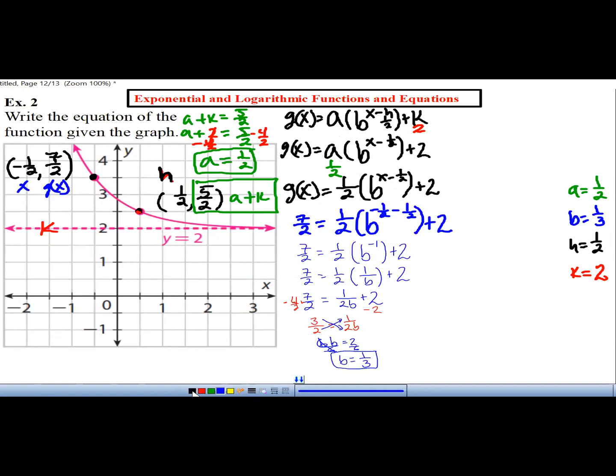All right, now that we have all values, let's write our function. We have g of x equals, what is a? A is 1/2. Parentheses, what is the base? What is b? 1/3. And what do we have as an exponent? We have exponent x minus 1/2, close parentheses. And what is our constant? Plus 2.